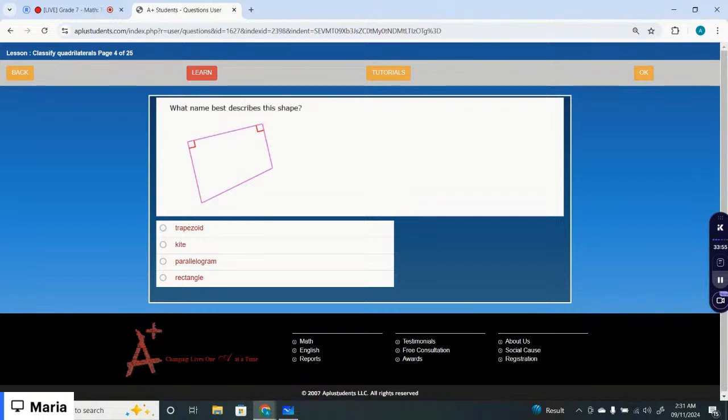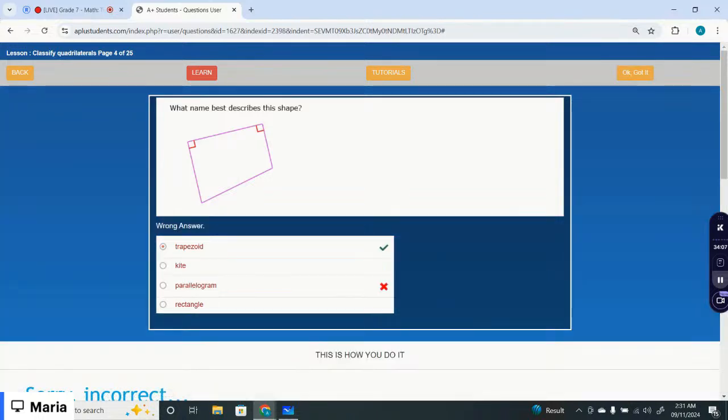What name best describes this shape? Parallelogram it is. Oh, trapezoid it is. That is a trapezoid, right? The correct option is trapezoid.